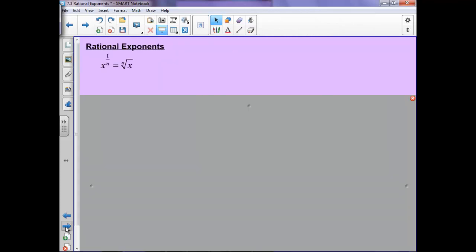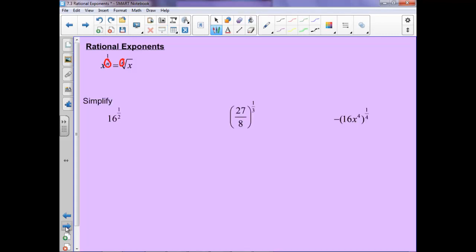So anytime we've got x to a fraction exponent, whatever number is here in your denominator, it's that root that we're looking at. So for this first one, that's 16 to the 1/2, that's the same thing as the square root of 16, which is 4. This second one, this is the cubed root now. So cubed root of 27 over 8, which is the same thing as the cubed root of 27 over the cubed root of 8.